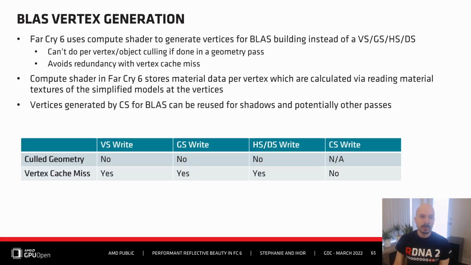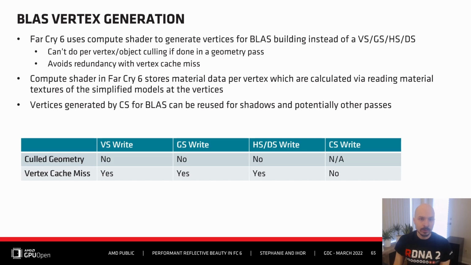Before we actually get into BVH building, we first need to generate vertices for them. And because we have animated objects, you do have to stream out vertices, generally with animations applied, every frame. So Far Cry 6 chose to use a compute shader to generate these vertices instead of a vertex or geometry or tessellation related shaders. And there's a couple of benefits to doing it this way.